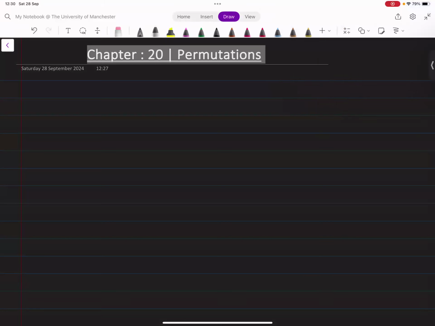So now we are going to talk about chapter 20, Permutations. We are doing the book A Concise Introduction to Pure Mathematics by Martin Liebeck. So let's start. To define permutations, we take a set S. Now, by a permutation of a set, we mean a bijection from S to S.